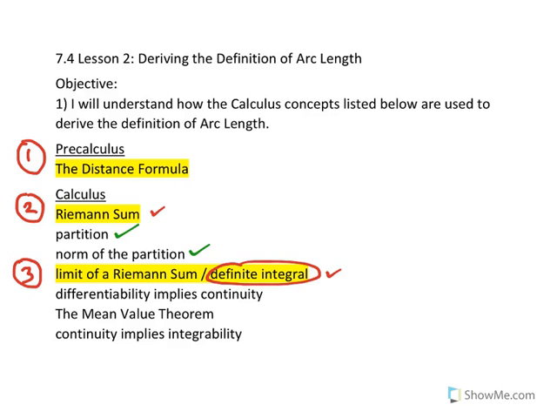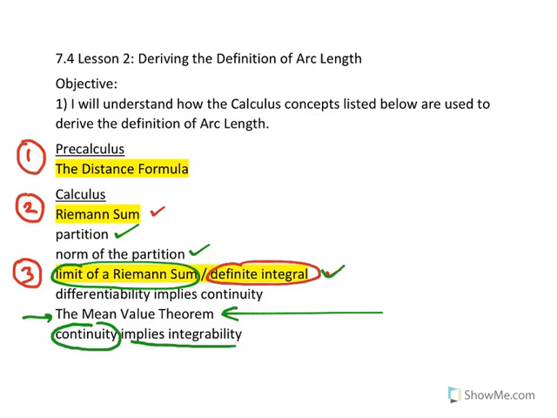And how do you know if the limit will exist? If the function that forms the integrand is continuous, there is a theorem in calculus that tells us that that is enough to guarantee the existence of this limit of a Riemann sum, and therefore we will have that definite integral.